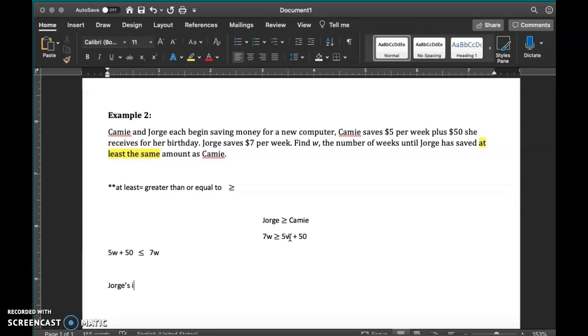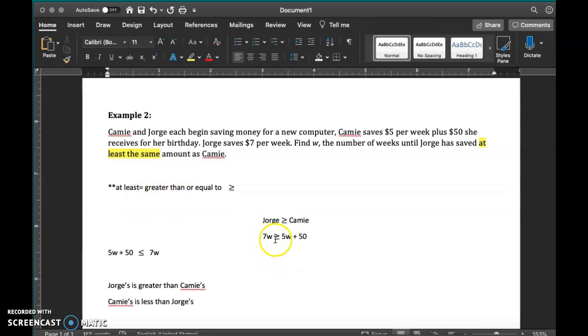Jorge's is greater than Cami's. Isn't that the same thing as saying Cami's is less than Jorge's? Right? It's the same, just a different way of looking at it. And so these two are the same, it's just switched around. And so that will help you kind of understand how to pick out answer choices when it's not written exactly the way you would have wanted it to, based on the problem.